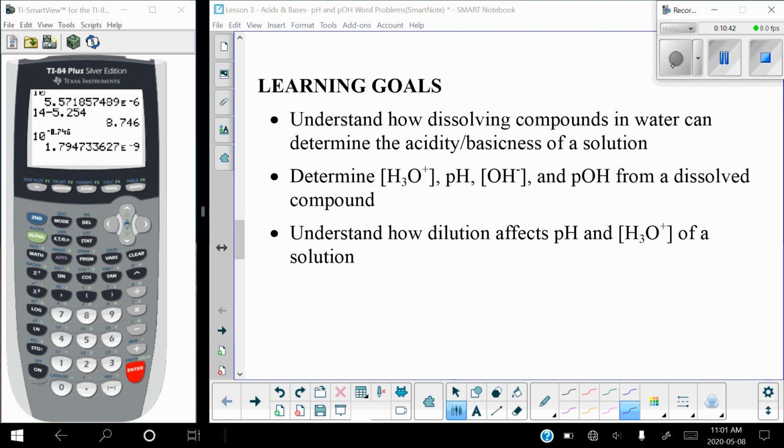Today's learning goals are to understand how dissolving compounds in water can determine the acidity or basicity of a solution, determine hydronium, pH, hydroxide, and pOH from a dissolved compound, and understand how dilution affects pH and hydronium concentration. We will be doing this lesson in 2 parts. I'm going to go over the first 2 today, and we will go over the last learning goal in part 2 tomorrow.